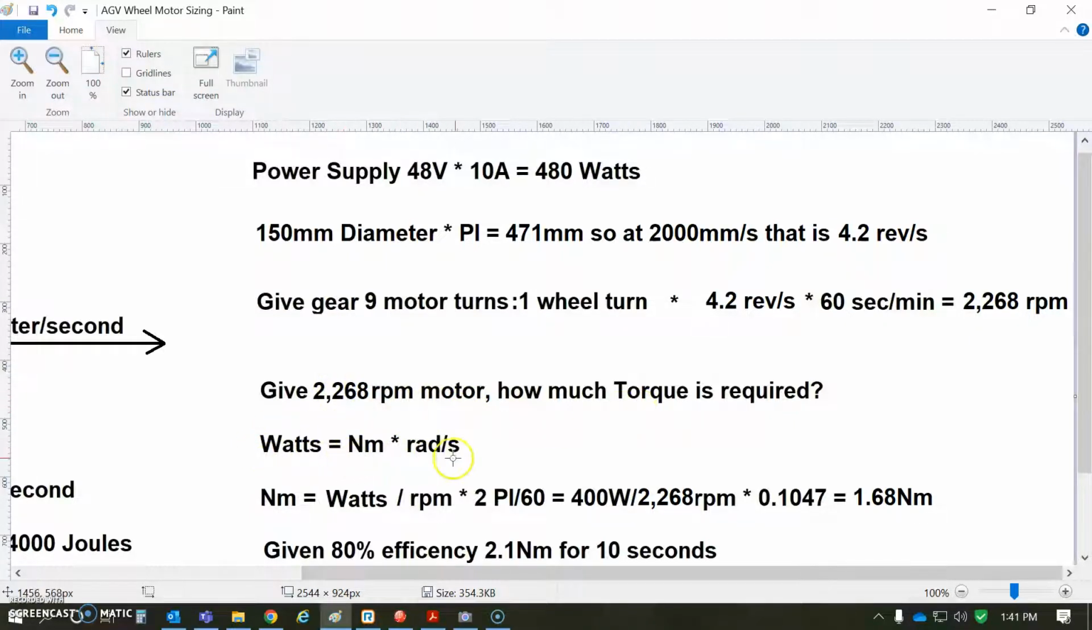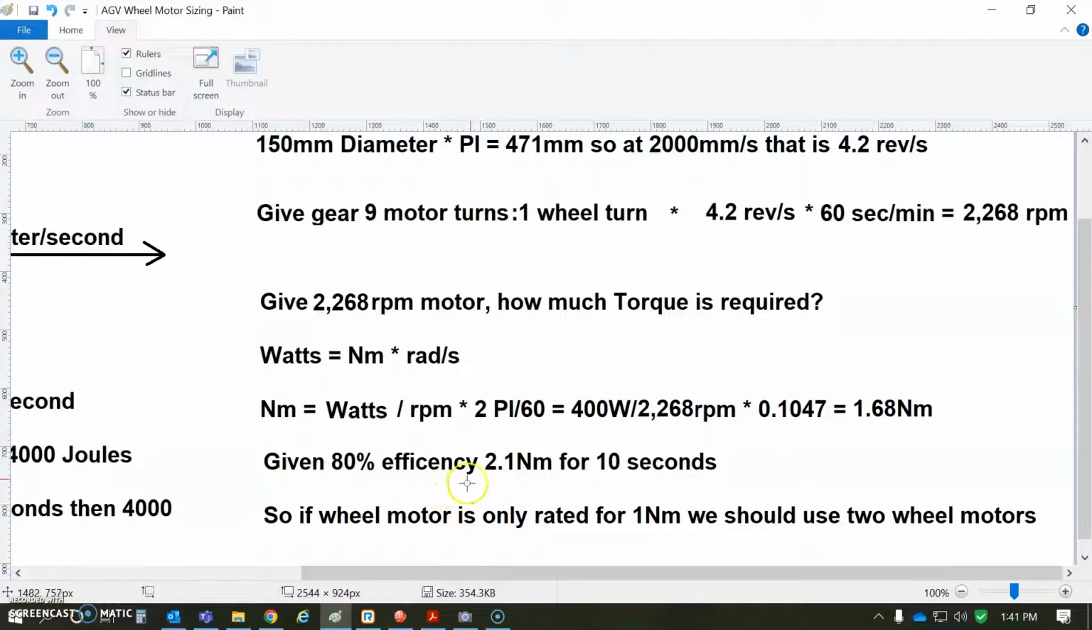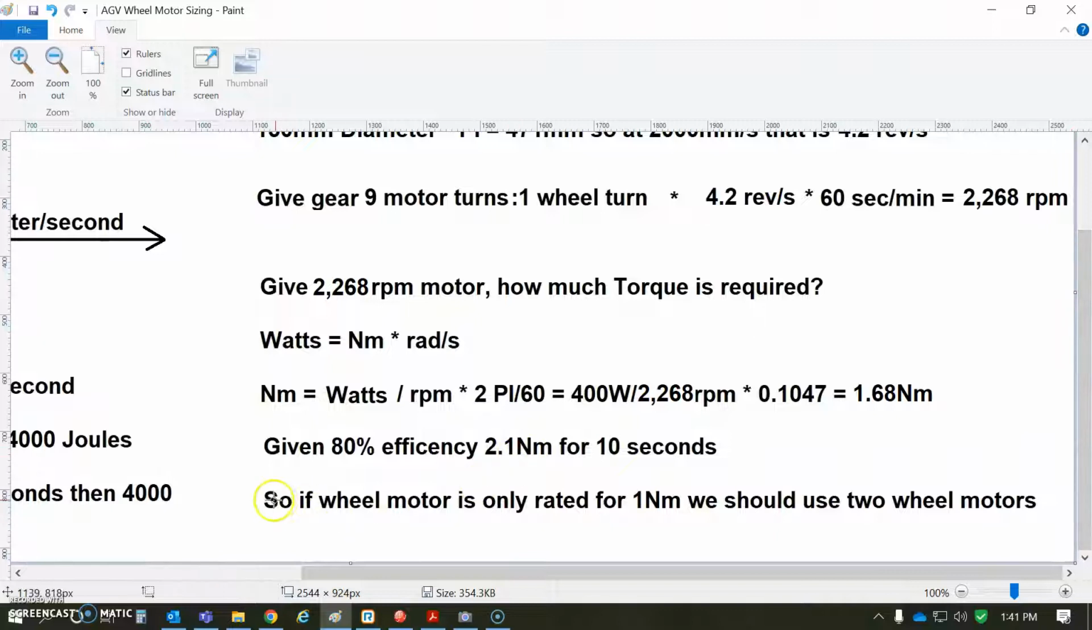Well, watts is newton meters times radians per second, so speed times torque. Flip it around, you multiply your RPM by 0.1047, and then take your 400 watts and divide by that. You need 1.68 newton meters, and there's a gear, and there are other inefficiencies, so I'm going to say 80% efficiency of everything. Maybe it is more or less, depending. 2.1 newton meters for 10 seconds, say 2 newton meters for 10 seconds. So if a wheel motor is rated for 1 newton meter, we should use 2.